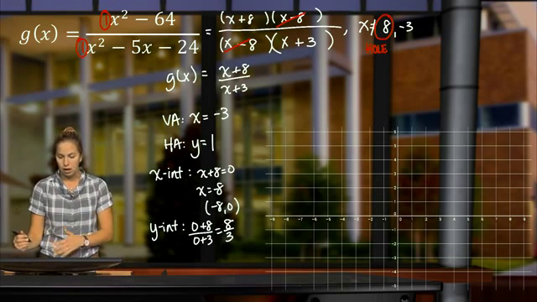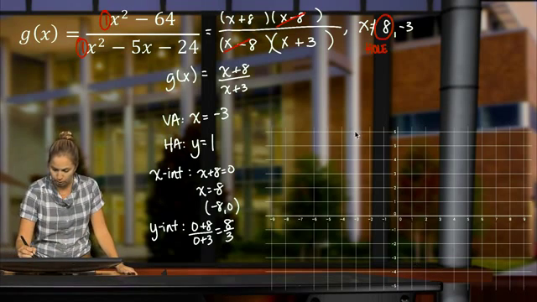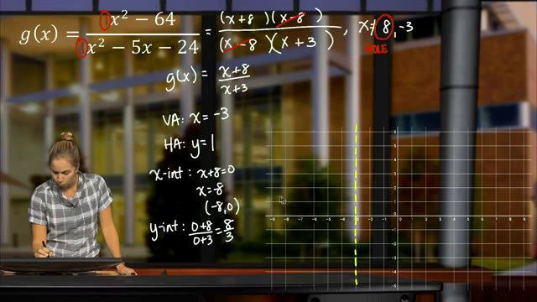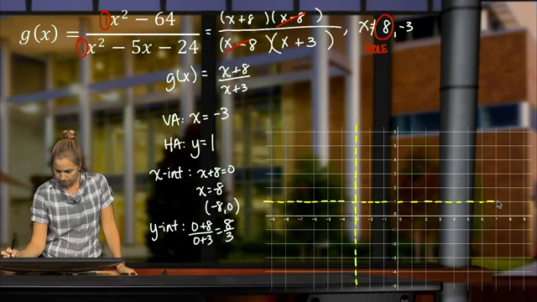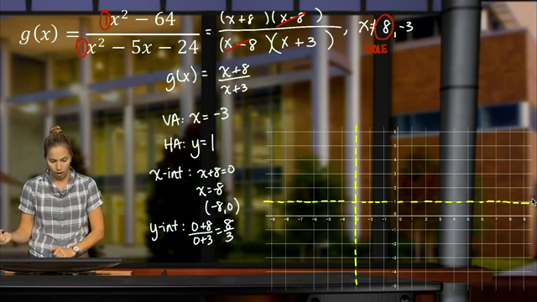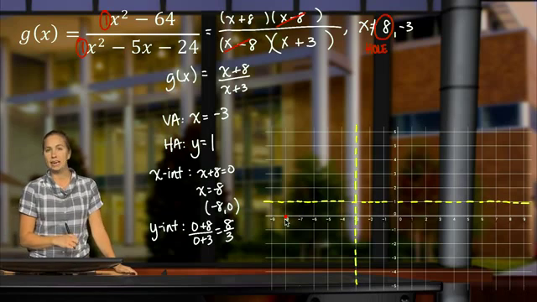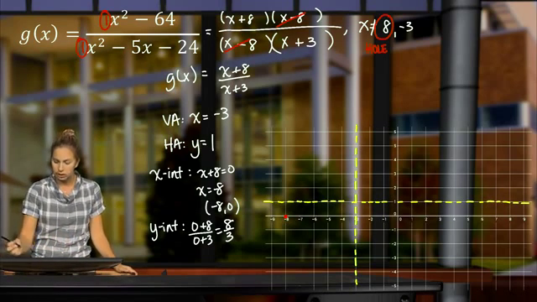So now we can start plotting some stuff. Starting with our asymptotes, we have one vertical asymptote at -3, one horizontal asymptote at 1, our x-intercept is at -8, 0. And our y-intercept is at 8 over 3, which is almost 3, not quite. So 2 2/3, I think.